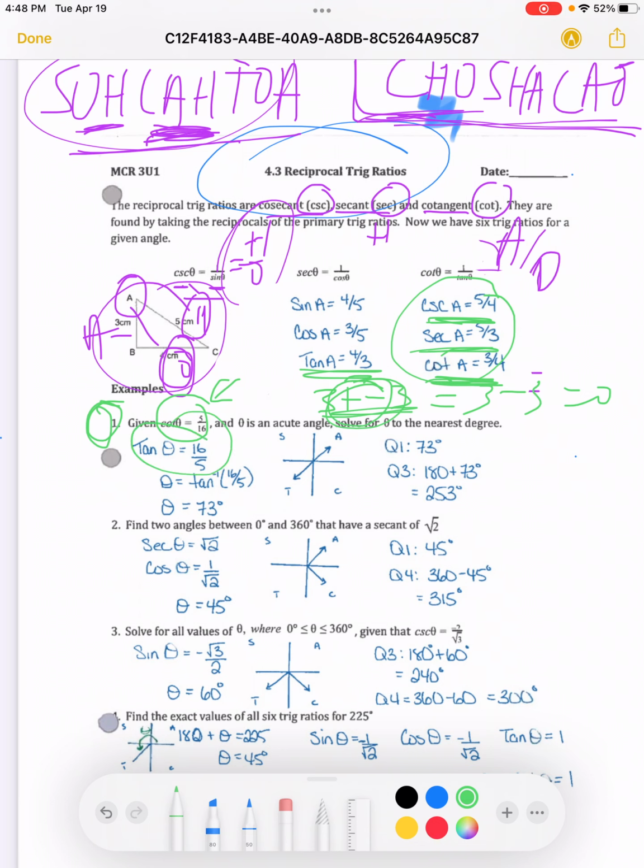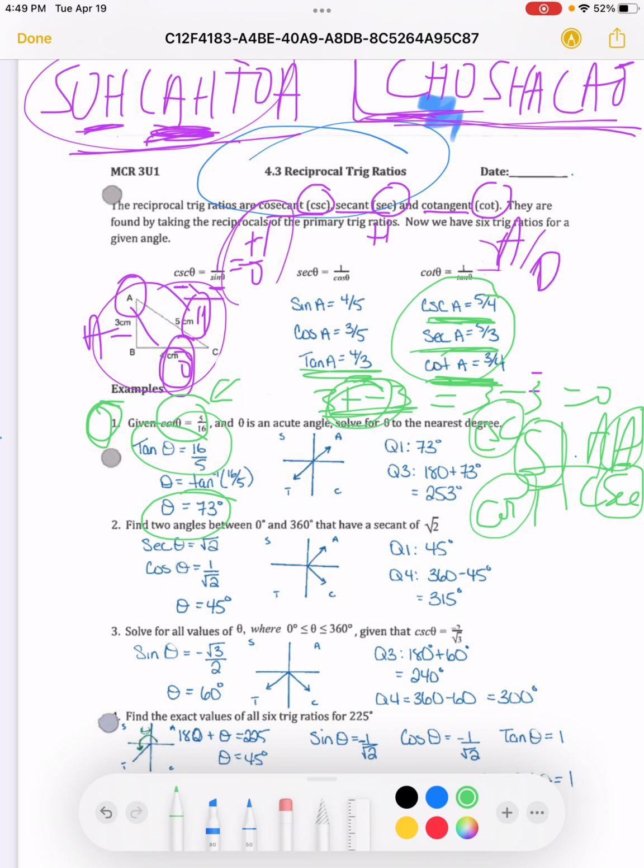If I said to you tan theta is 16 over 5, you would hit second function tan of 16 over 5, and your calculator says 73 degrees. And then you could also say, hold on a second, we have CAST law. If cosine is positive here, then secant is positive in this quadrant. Everything is still positive here. If sine is positive here, cosecant is positive here, and cotangent will be positive in this quadrant.